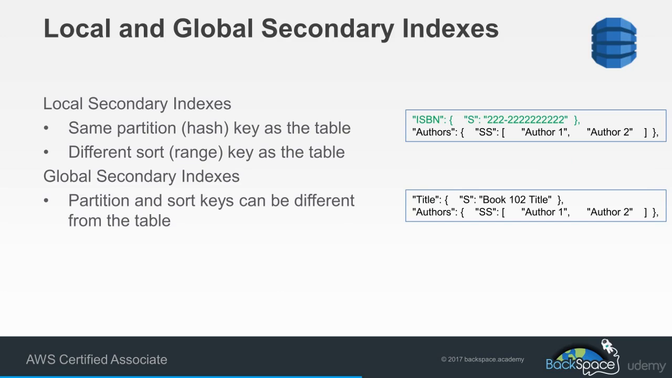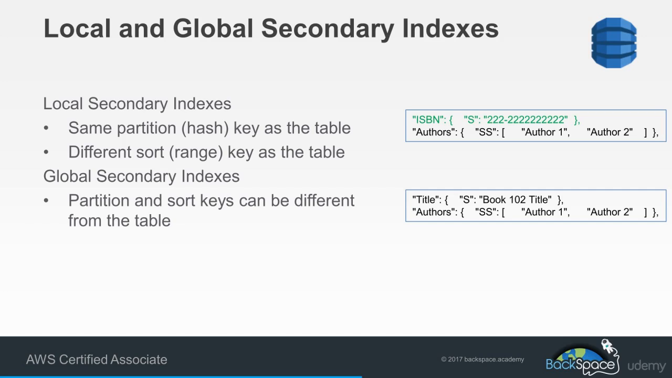So, the difference between a local and global secondary index. A local secondary index has the same partition or hash key as the table. We can see up the top there in green, we've got the ISBN, which is the same as before, but they have a different sort or range key from the table. So if we wanted to create an index where we could quickly find the authors for an ISBN, that's the way we would set up that local secondary index.